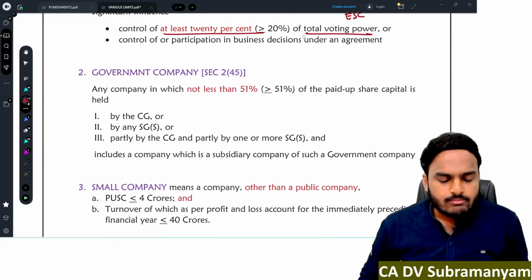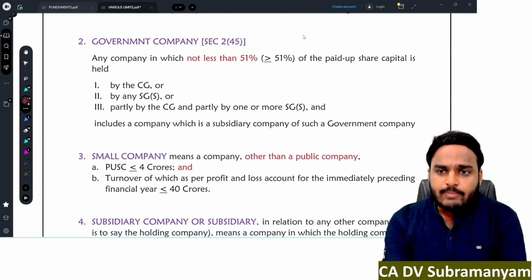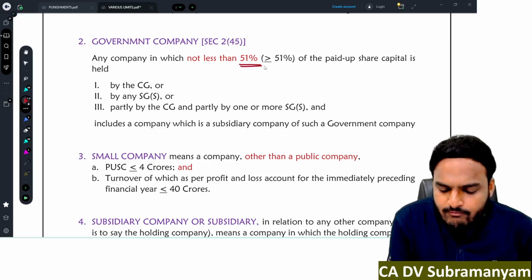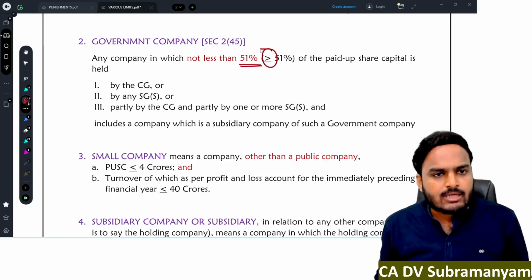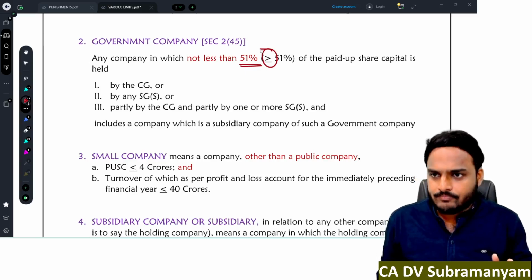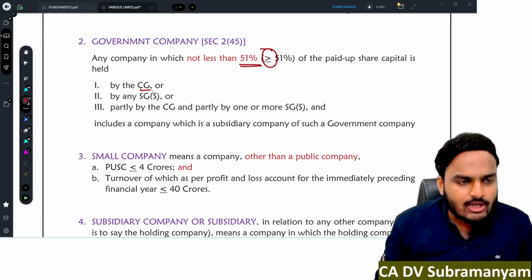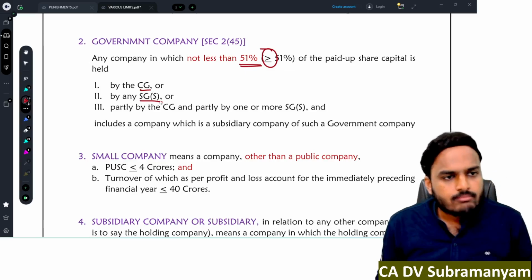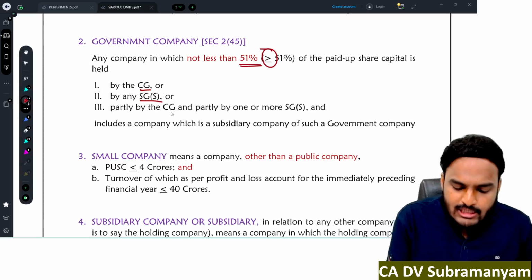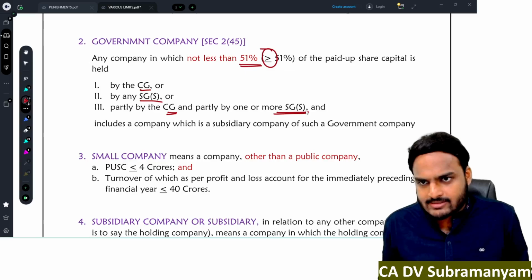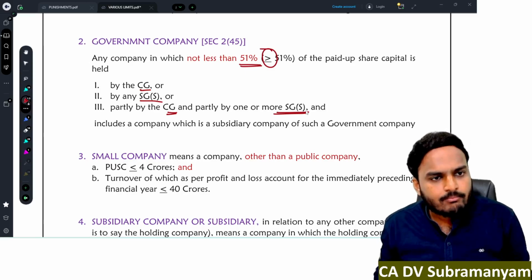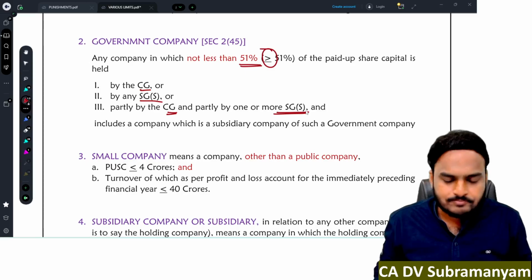Next point, government company. Any company in which not less than 51%, that means greater than or equal to 51%, of paid up share capital is held by central government, one or more state governments, or partly by central government and partly by one or more state governments, is a government company. A subsidiary of a government company is also a government company.